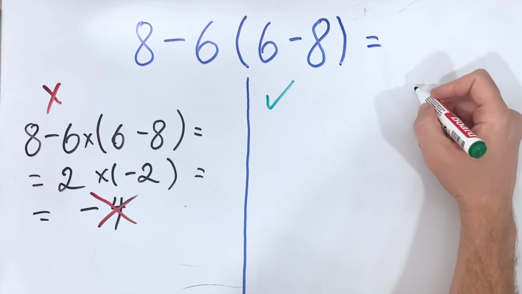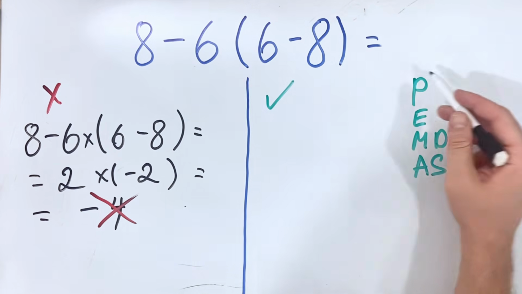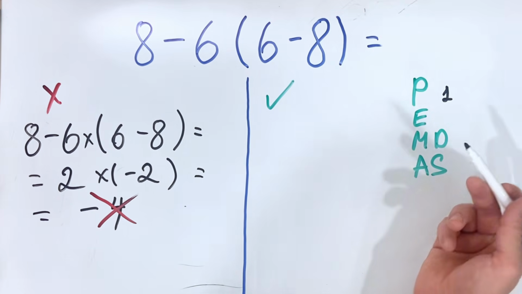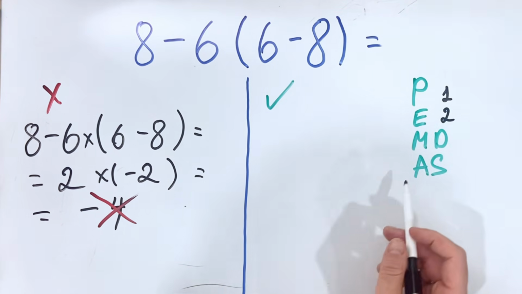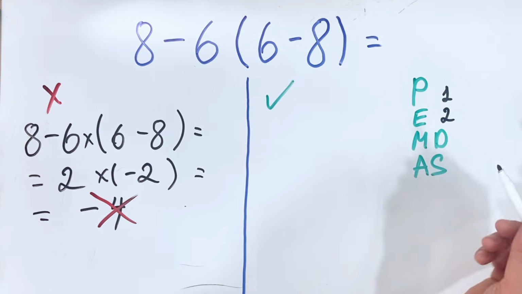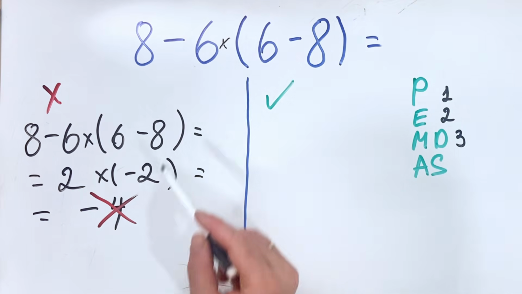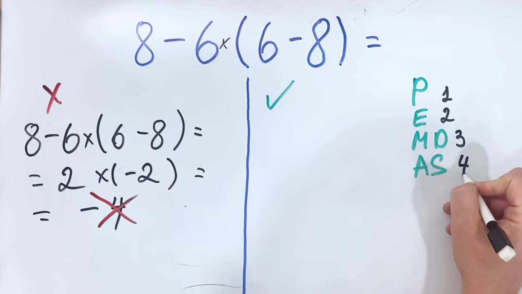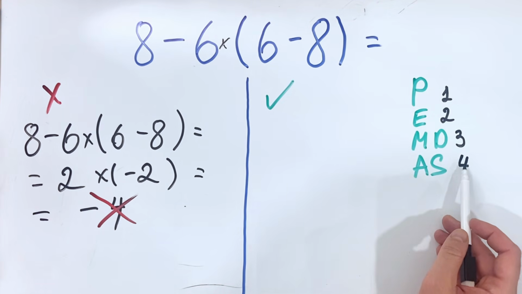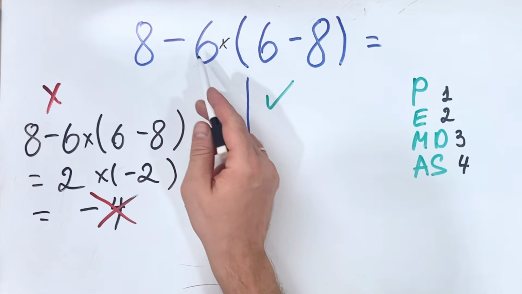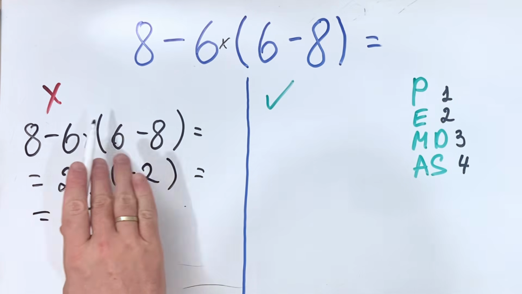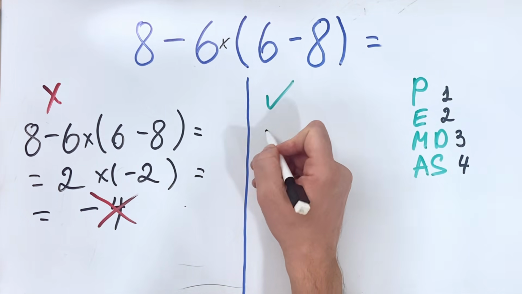Why is this answer not correct? If you remember the order of operations, PEMDAS, P stands for parentheses and it must be done in the first place. E stands for exponents. We don't have it here. If we had, it's done in second place. M and D stand for multiplication and division. It should be done in the third place. Here we have multiplication. Therefore, after we do the parentheses, we will do multiplication, and addition and subtraction should be done in the fourth place. So 8 minus 6 is in the fourth place, so we are not first doing the subtraction and then the multiplication.